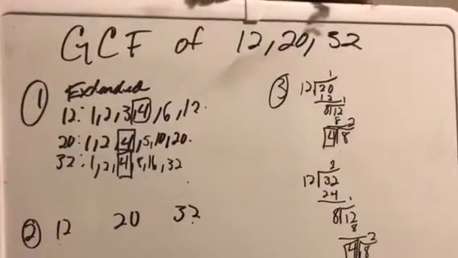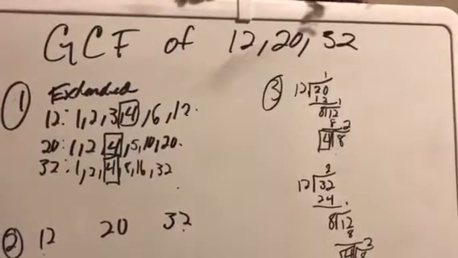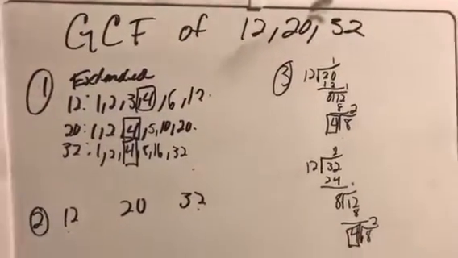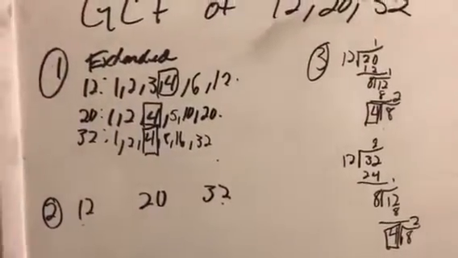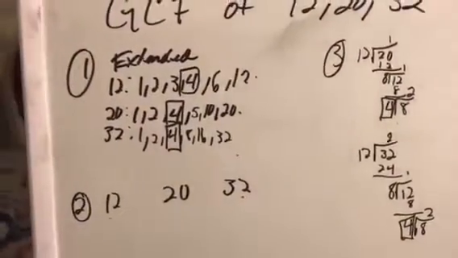Okay, so we're gonna find the GCF of three numbers. The three numbers are 12, 20, and 32. There are three different types of methods that we could use in order to find the GCF of three numbers.